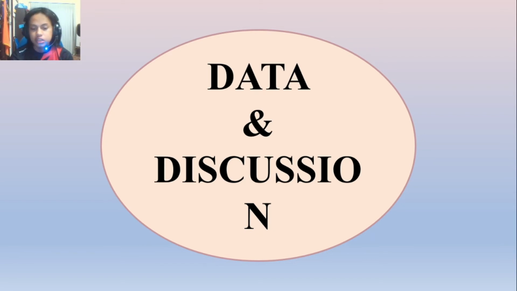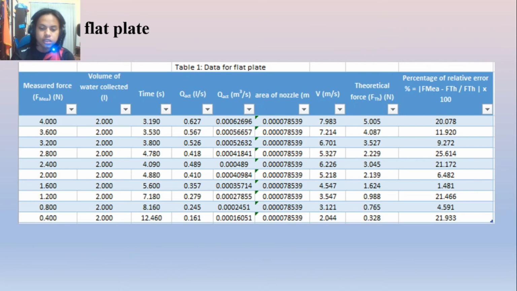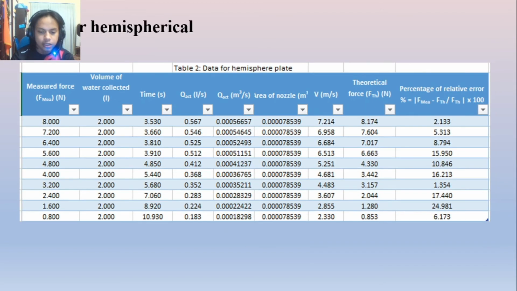So firstly is the data itself. In the table, we will be taking the value of measured force, volume of water collected, the time taken, actual flow rate, velocity, theoretical force, and percentage of relative error. The first table will be for flat plate, and the second table is for hemispherical surface. As we notice in the table here, I included the actual flow rate in meter cube per second and area of the nozzle for scientific calculation purposes.